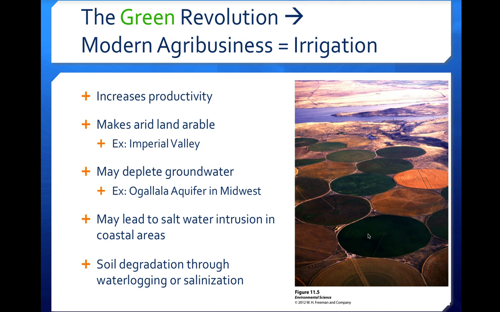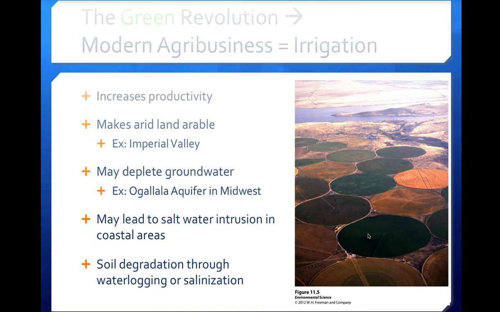And then salinization is when you have an area that's repeatedly watered and then the water evaporates. As the water evaporates, it leaves salt behind, and that salt can inhibit growth of plants. So that's irrigation in a nutshell for you.